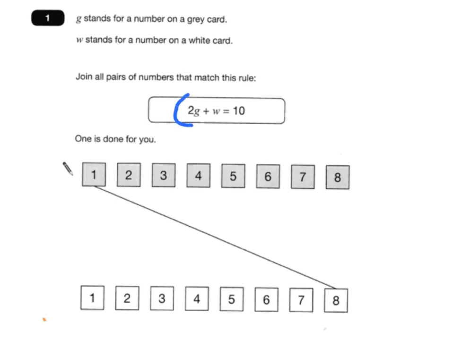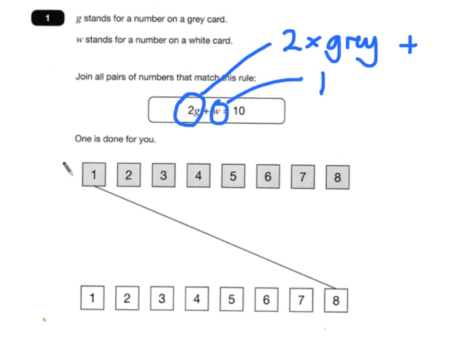Bit of trial and improvement here. So 2G is clearly 2 times G, 2 times the grey ones. So we've got the grey ones there, and W is obviously one of the white ones. So what we could, and that's got to equal 10, we've got to find all the combinations.